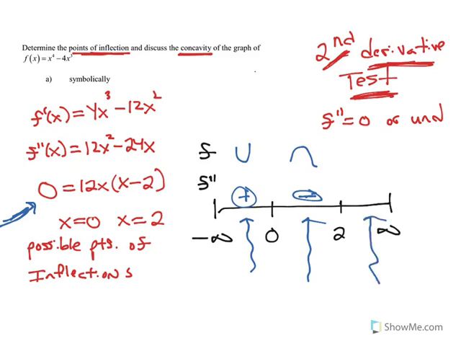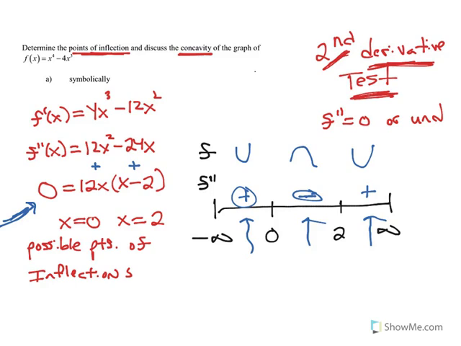And then we're going to test a number between 2 and infinity. So choose a number, maybe the number 3. If I put 3 into the second derivative, you're going to get a positive number on the first factor, and you'll get a positive number on the second factor. So a positive times a positive is going to be positive, which means this is going to be concave up.